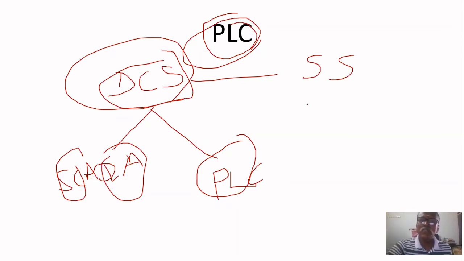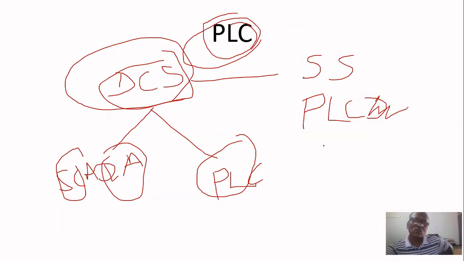What is the purpose of PLC? PLC is also a digital controller. Programmable logic controller. The sequence of operations can be done by using this PLC. What is a sequence of operation? For example, a startup process. Startup process is a sequence of operation.